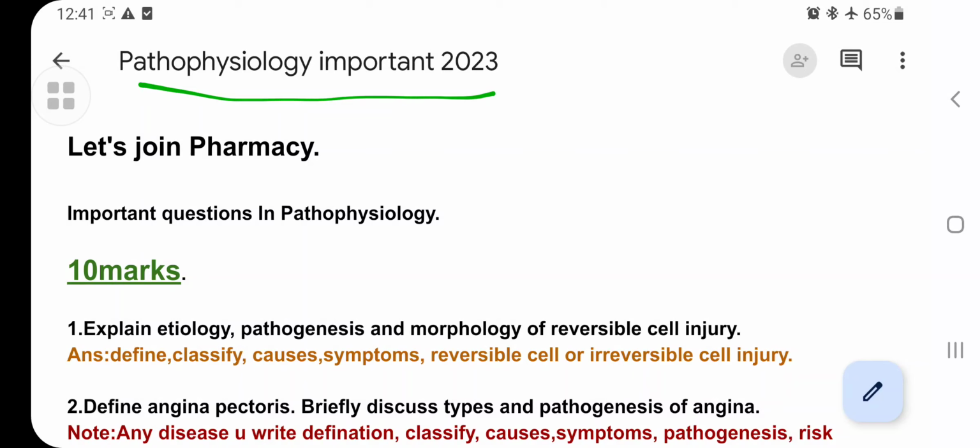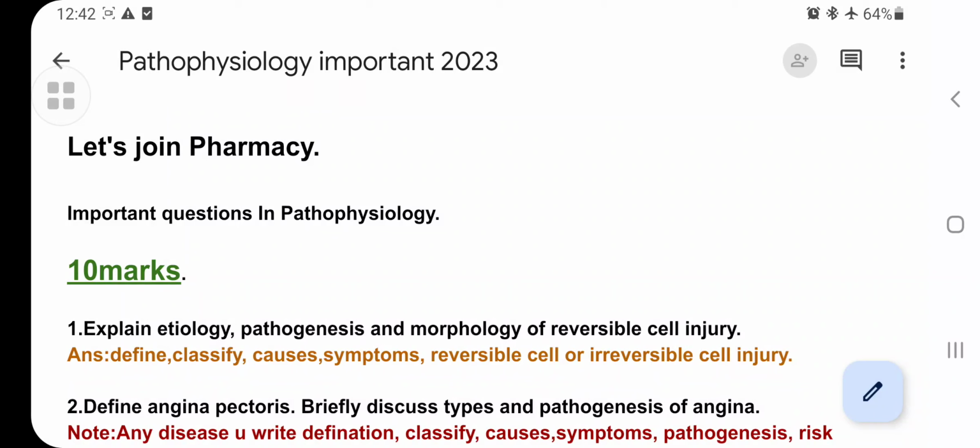And also I will tell you how to write the pathophysiology. In one attempt only, 100% you will pass. You know what to write, but you don't know how to write. You know that if anyone asks this, we have to write this content, but that content is also very important, and how to write is also very important here. So you have to keep that in mind.